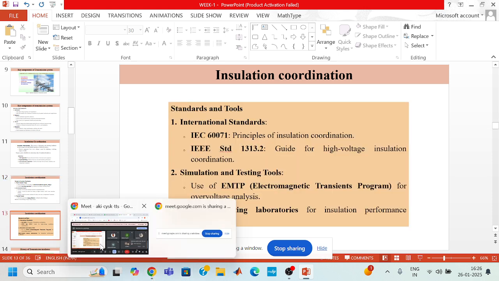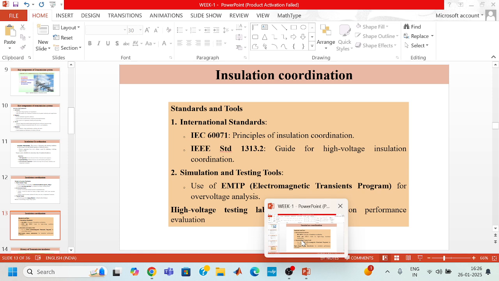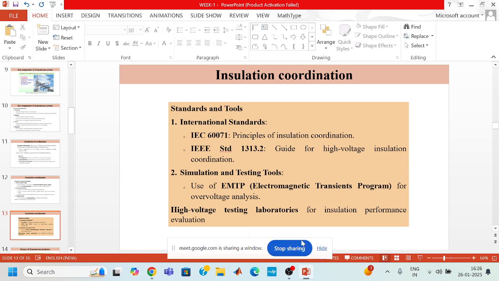There are some insulation coordination standards. First is the international standard, IEC 60071, which provides the principles of insulation coordination. And the second is the IEEE standard 1313.2, which is a guide for high voltage insulation coordination.